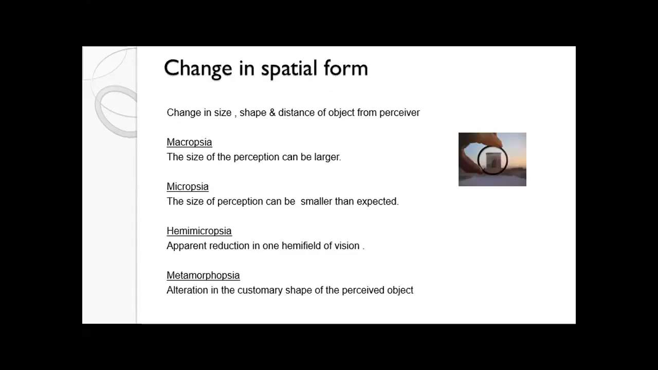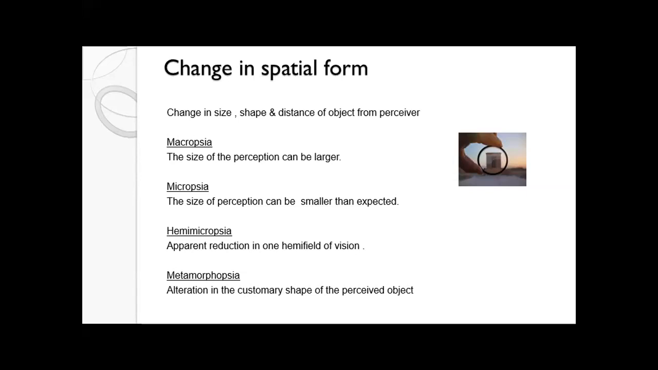Changes in spatial form, changes in size, shape, and distance of the object from the perceiver. There can be macropsia. The size of the perception can be larger. Micropsia, the size of the perception is smaller. Hemimicropsia, apparent reduction in one hemifield of vision. These three phenomena can also occur in retinal disorders, in accommodative disorders, and also in parietal lobe lesions.